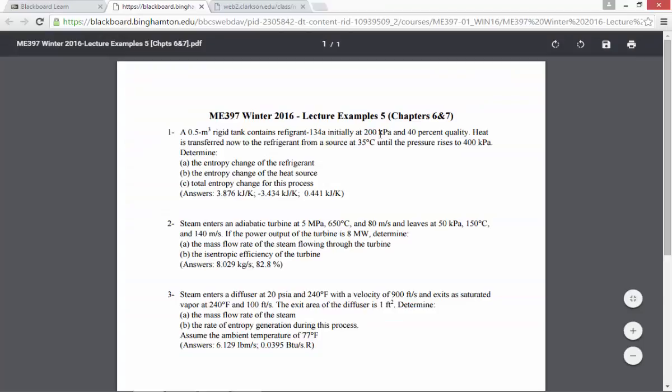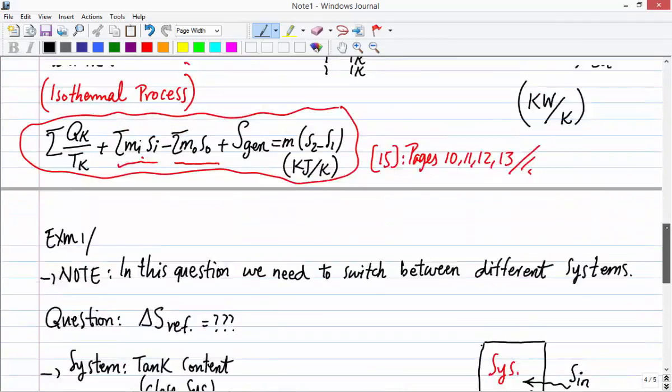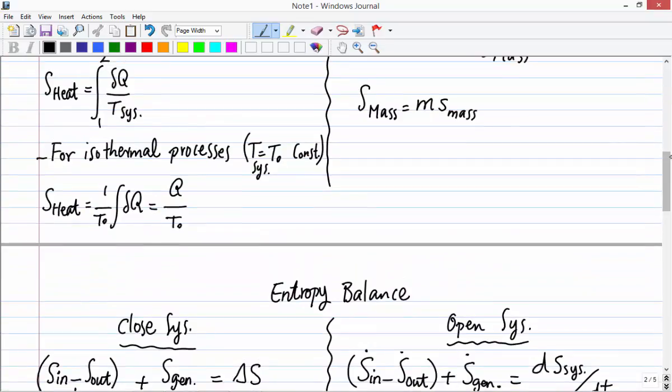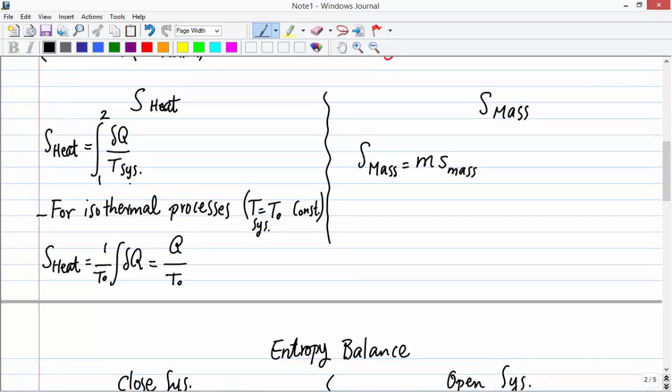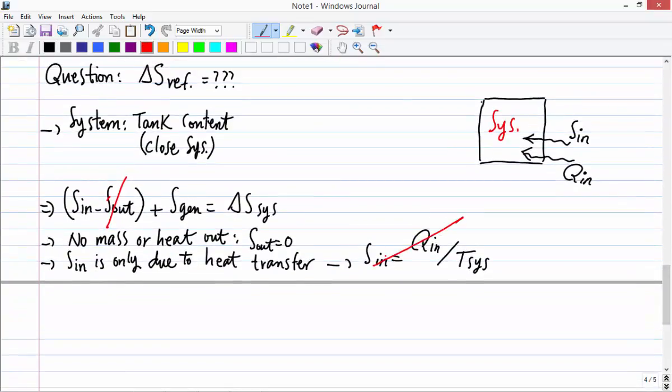This gives us the pressure, and it's a 40% quality, so it's a mixture. Then 400 kPa. No, the pressure is changing, so the temperature might have changed. So it's not that. This is not right, because on this page I said that the heat is defined by this integral, right? And if the process is isothermal, then I can simplify it to this form. But it's not isothermal. It didn't mention anything about it being isothermal, so this is not right.